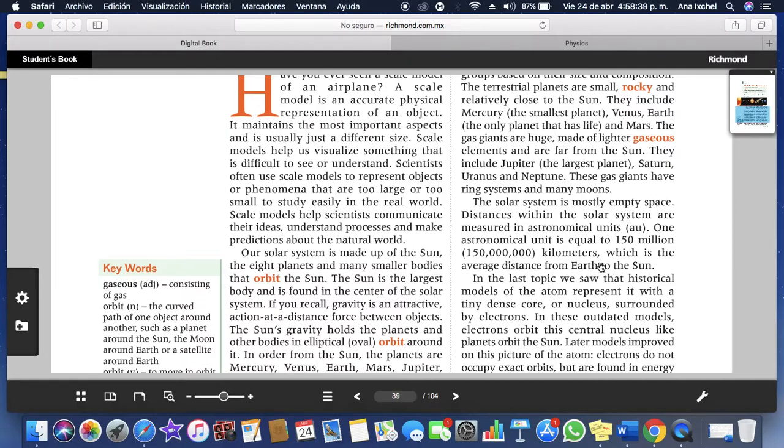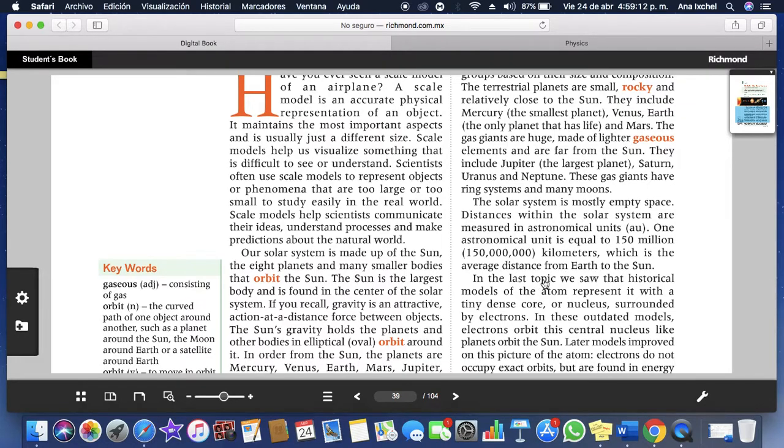The gas giants are huge, made of lighter gaseous elements, and are far from the sun. They include Jupiter, the largest planet, Saturn, Uranus, and Neptune. These gas giants have rings and systems of many moons.